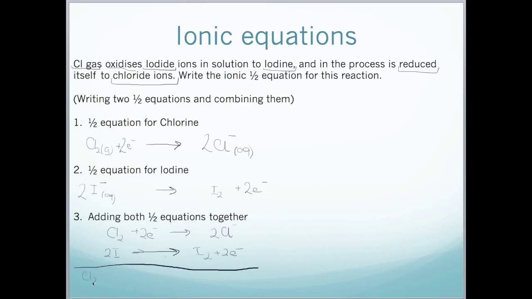We have Cl2 plus 2I- plus 2 electrons going to 2 chloride ions plus iodine plus 2 electrons. Generally we don't include the electrons, but this just helps us to understand that we have a balanced equation, so we usually cross them out. And there we go, we have chlorine gas going to 2 chloride ions, and we have 2 iodide ions going to iodine. So this equation is now fully balanced.